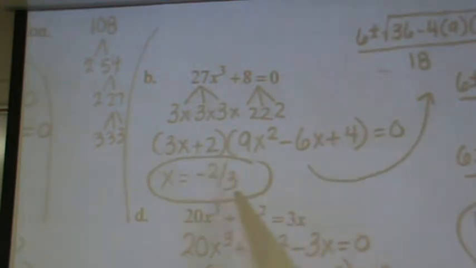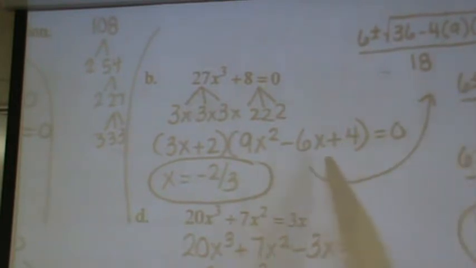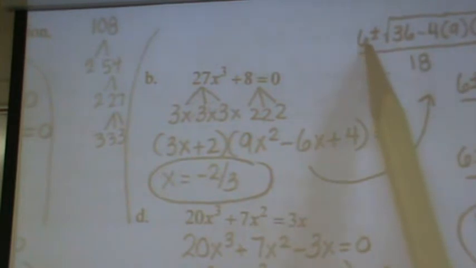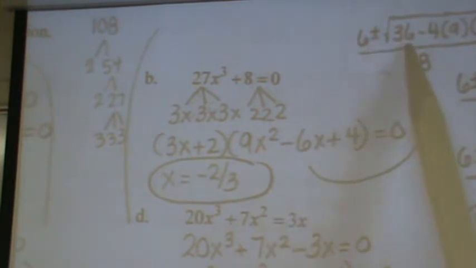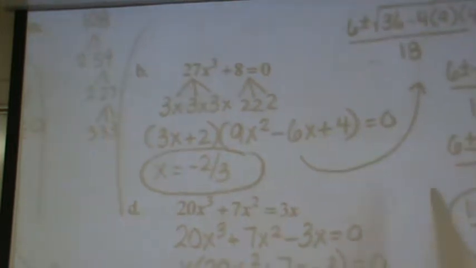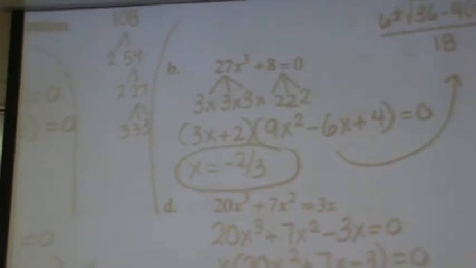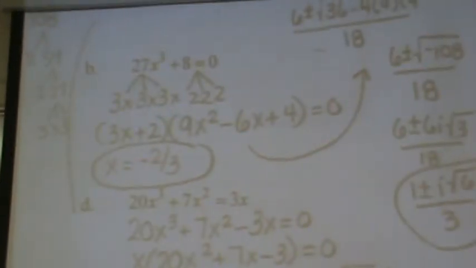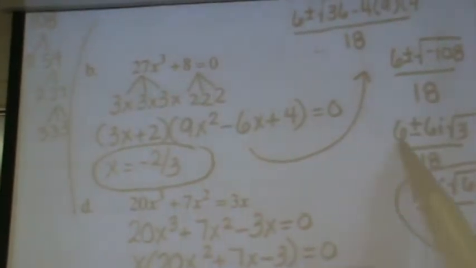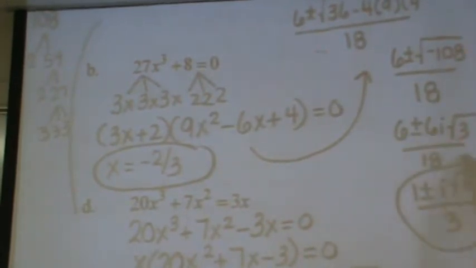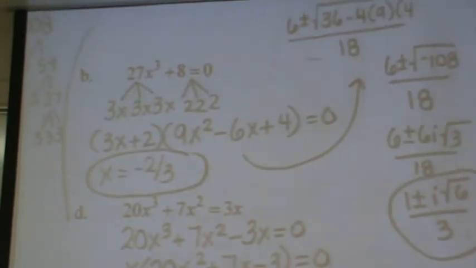Now, one of your answers is -2/3. The other 2, you have to use the quadratic formula. So I did opposite of b, plus or minus, b squared minus 4 times a times c, and I hope I did my math right, but this is what I got. I got 1 plus or minus i, the 6 canceled, 6, 6, and 6 here. So it's 1 plus or minus i root 6 over 3.